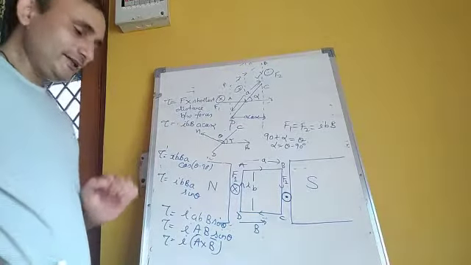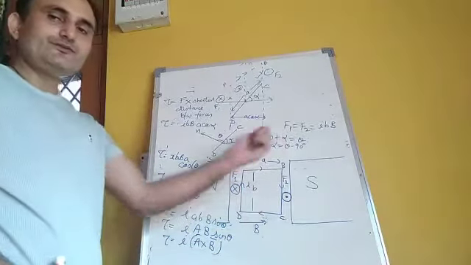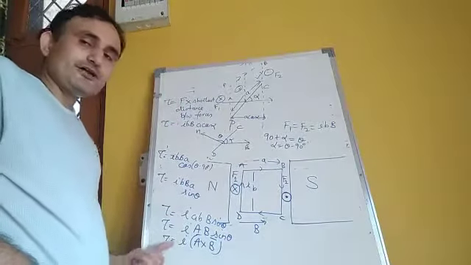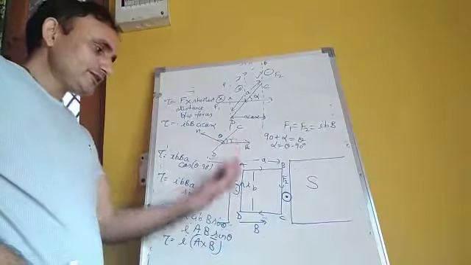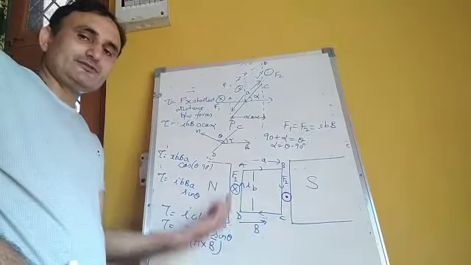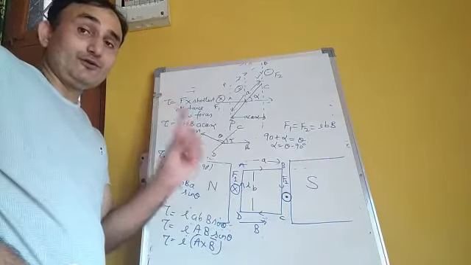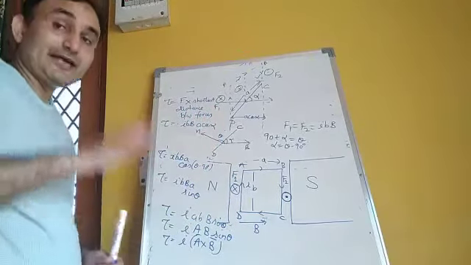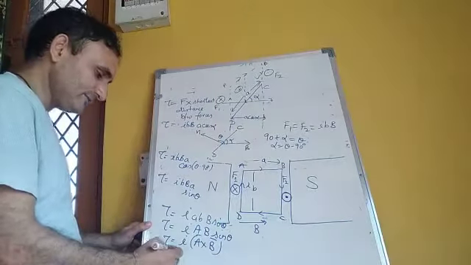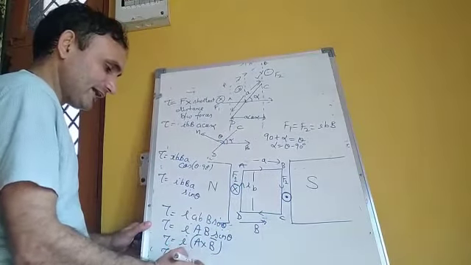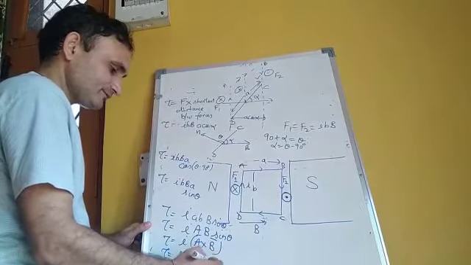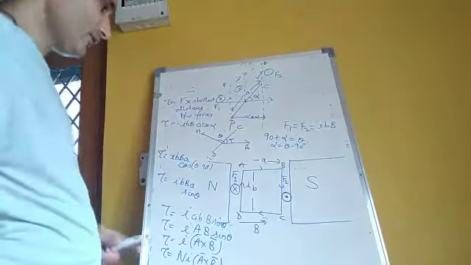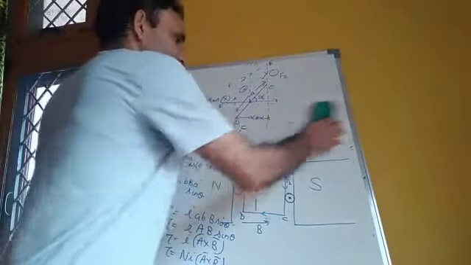Now one thing: if this loop has n turns, what will happen? This torque will become n times, because the current will move in this direction in n loops. So one wire, two wires, n wires. So the force will become n times, hence the torque will also become n times. So if there are n turns, then the torque will be N I A cross B.